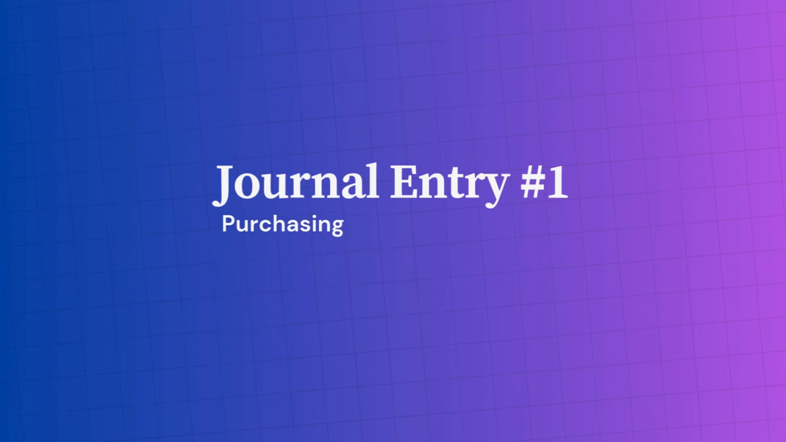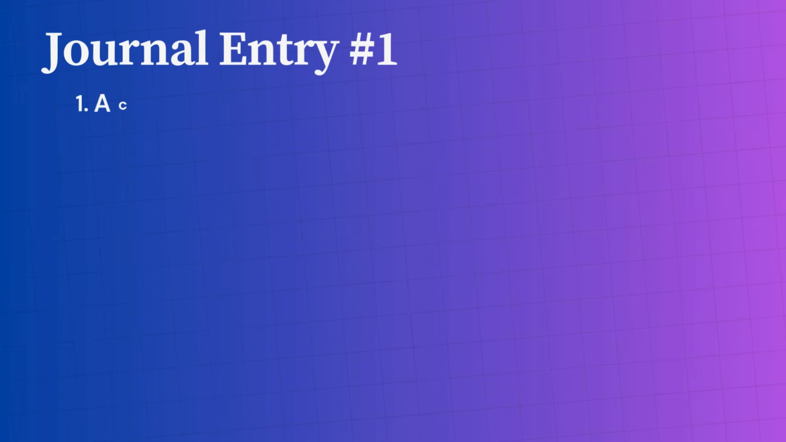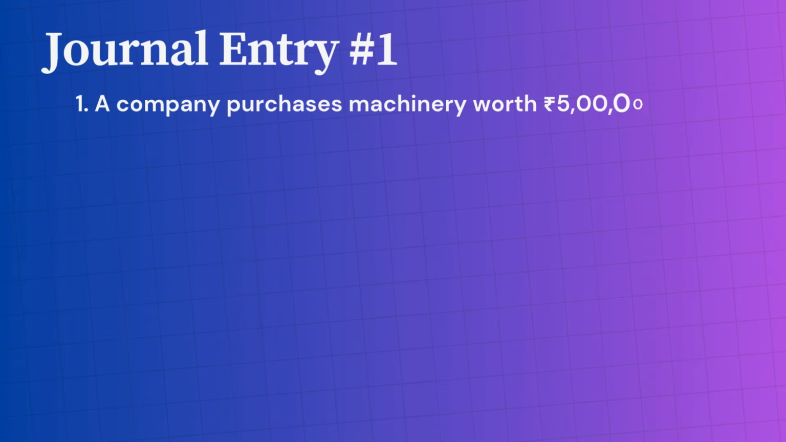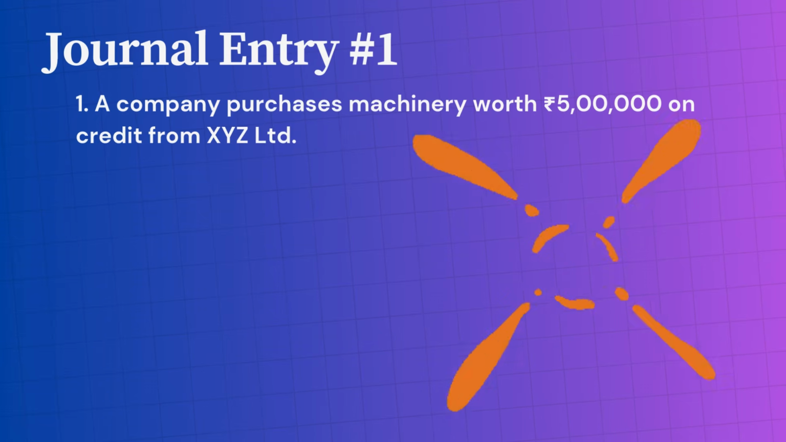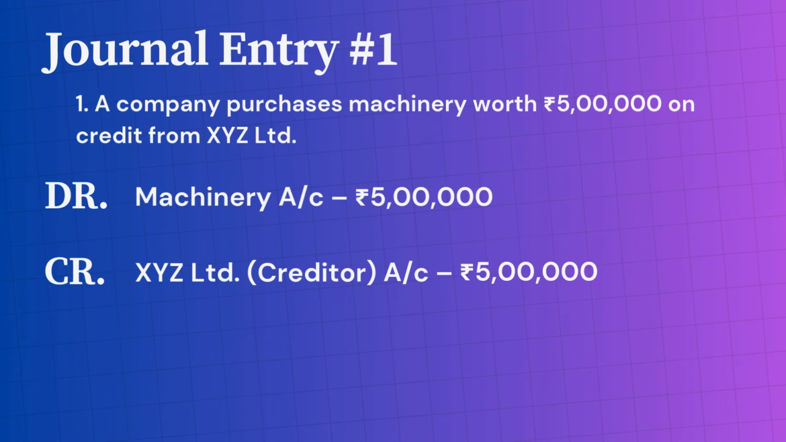Okay, let's start with the basics. Journal entry number 1, purchasing machinery on credit. A company purchases machinery worth 5 lakh rupees on credit from XYZ Limited, and we need to book the journal entry for this transaction. So what will be our debit here? We will debit machinery account 5 lakh rupees and we will credit XYZ Limited creditor account 5 lakh rupees.